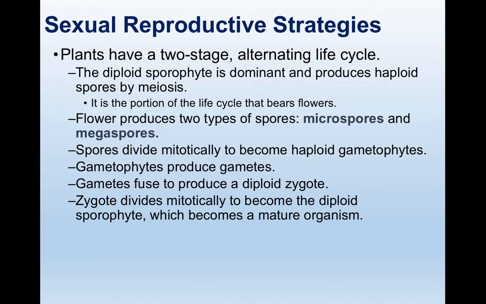The gametes fuse to produce the zygote. So the zygote is then going to become the diploid plant.